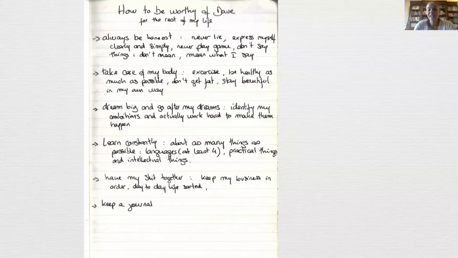Dream big and go after my dreams. Identify my ambitions and actually work hard to make them happen. Learn constantly about as many things as possible. Languages, at least 4, practical things and intellectual things. Have my shit together, keep my business in order, day-to-day life sorted, and finally, keep a journal.